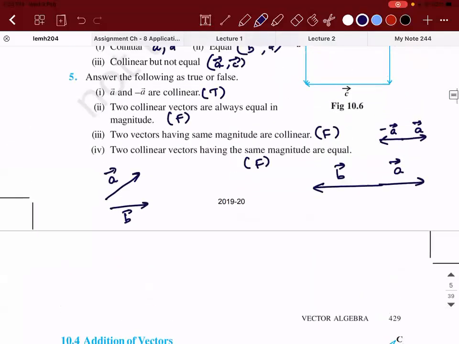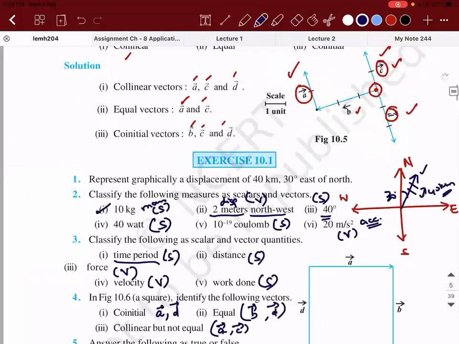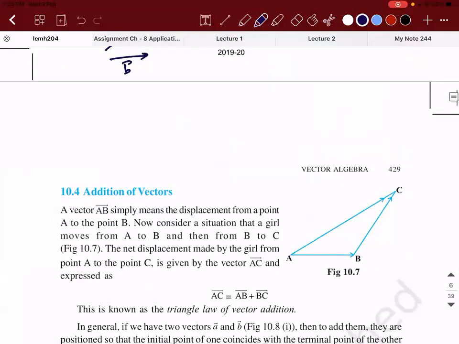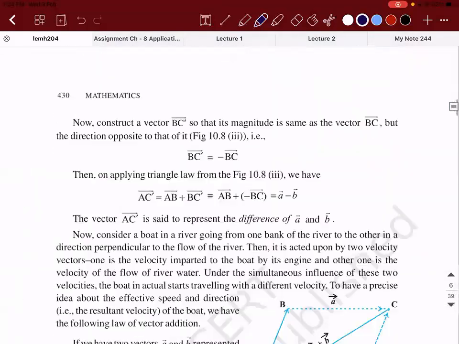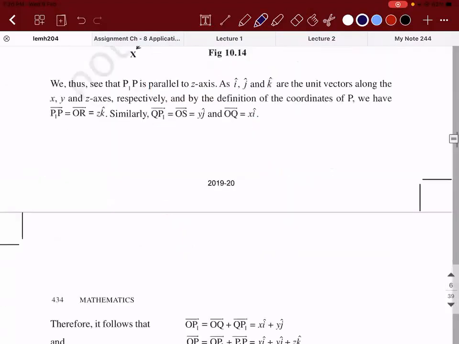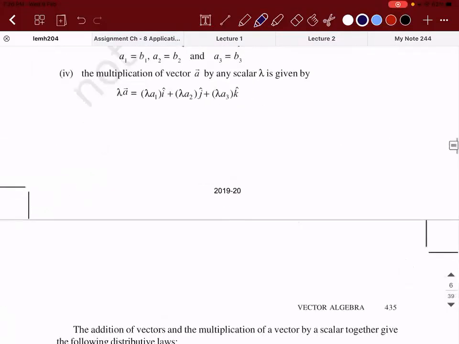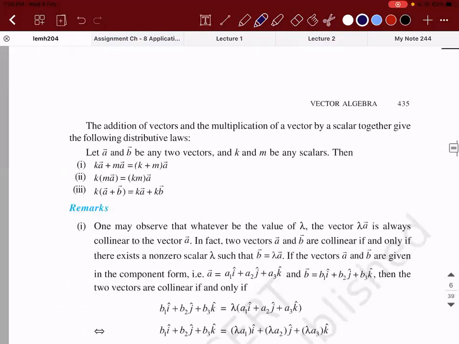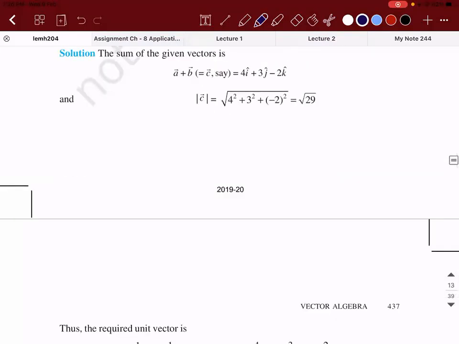Right. So this is all about the introduction to the different types of vectors. The next part that we are supposed to see is addition of vectors and their applications. I'll start it in the next class, and maximum in 2 more classes I can complete.